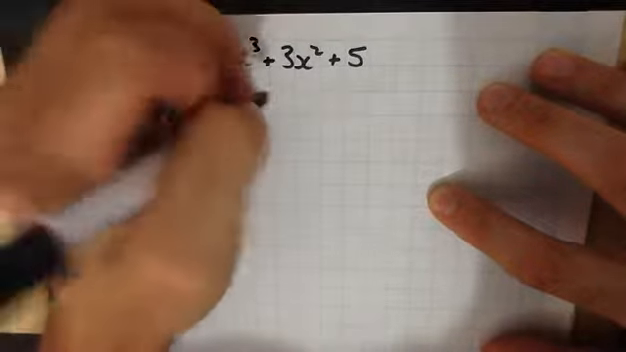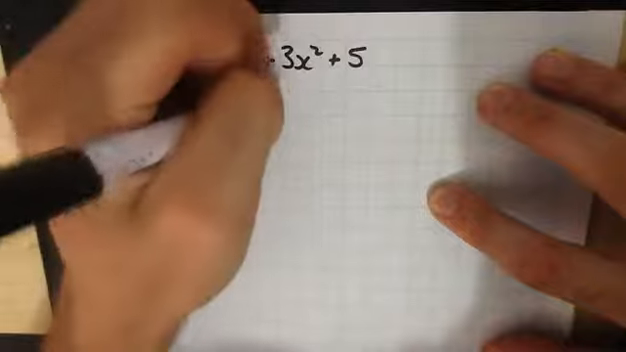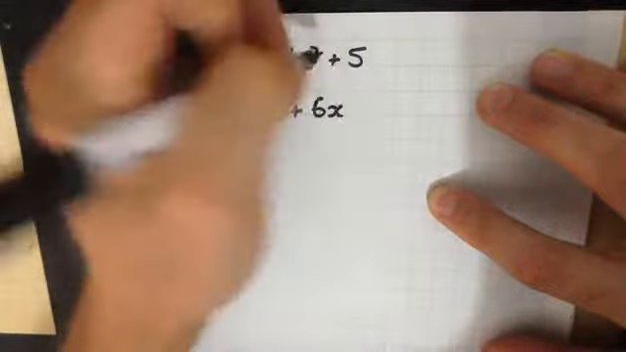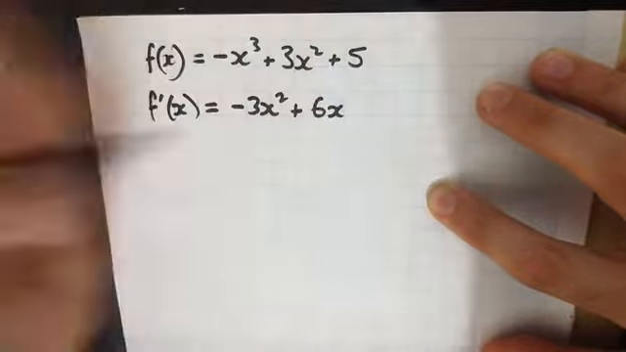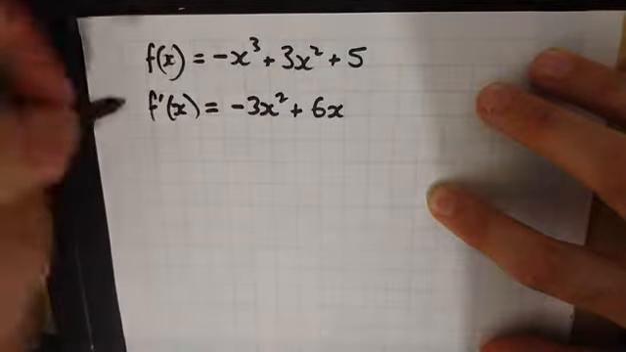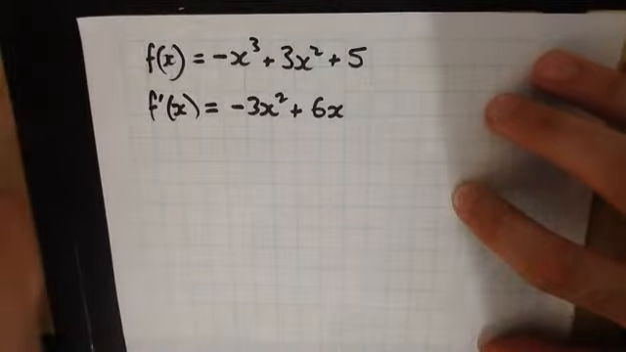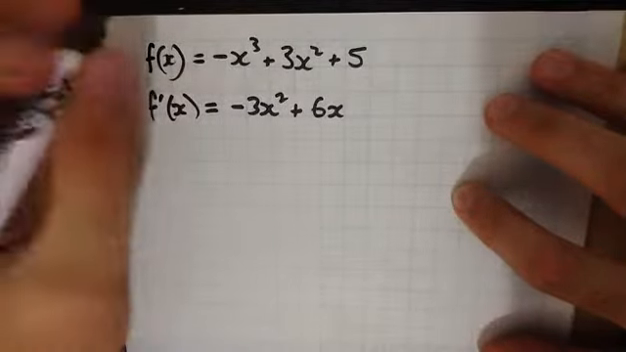-3, 3 times the -1 there, then the exponent reduces by 1, plus 2 times 3, which is 6x, exponent reduced by 1 becomes 1, and 5 disappears. So that is the derivative there. You're going to do 3x squared plus 6x. So to get a sign diagram of this, I make it equal to 0.